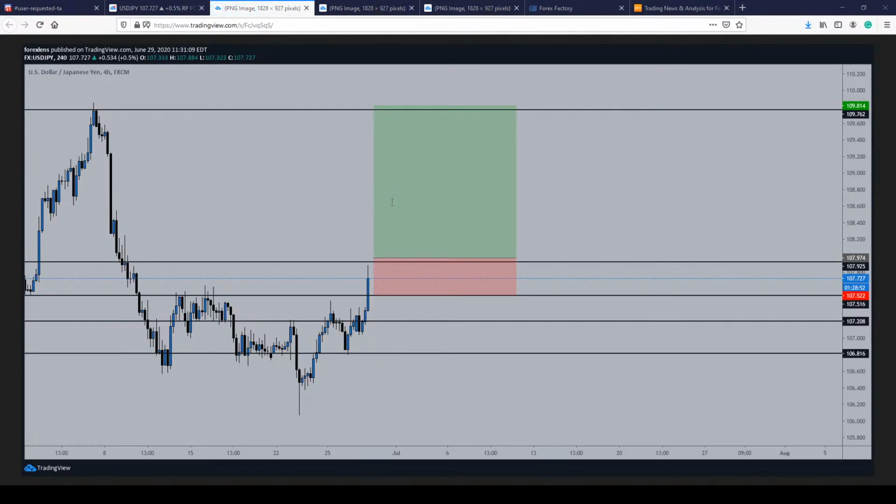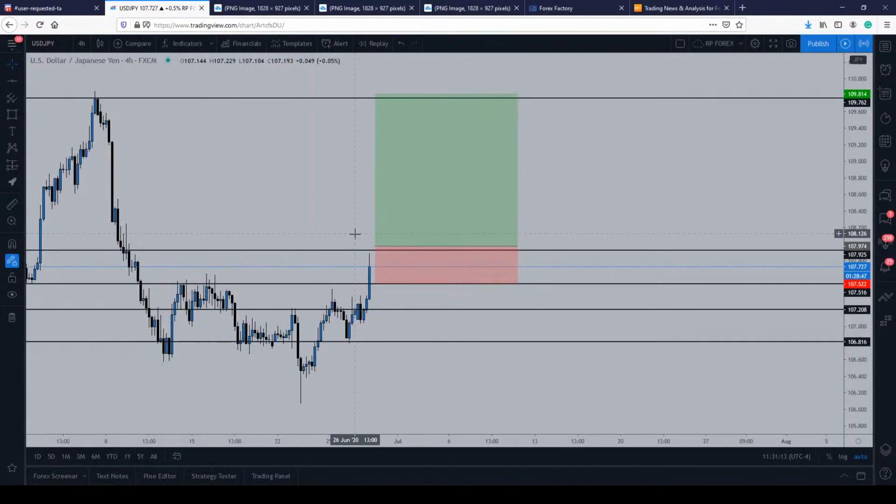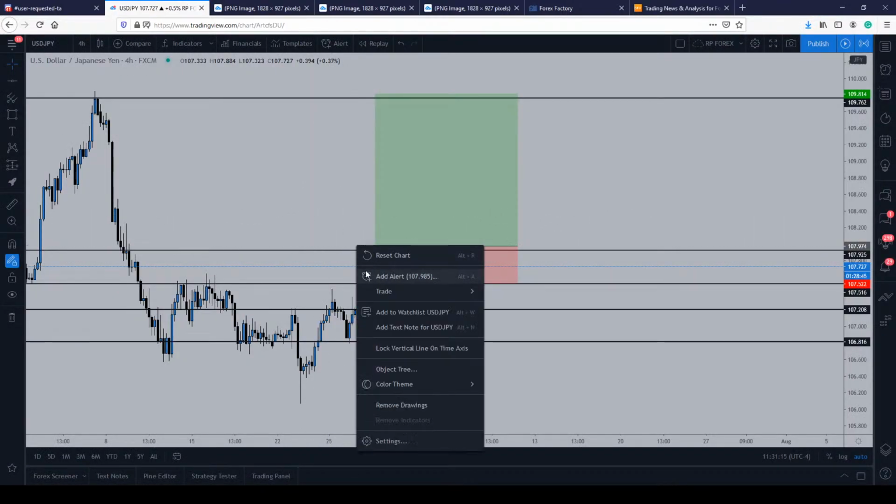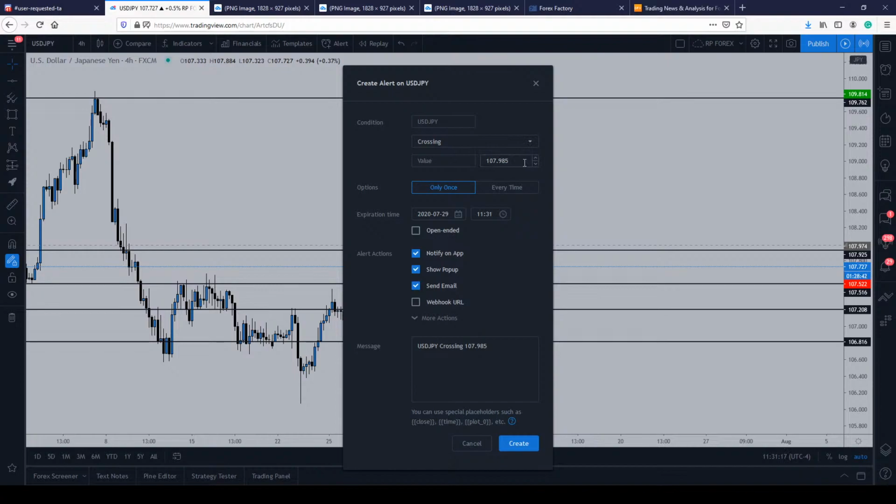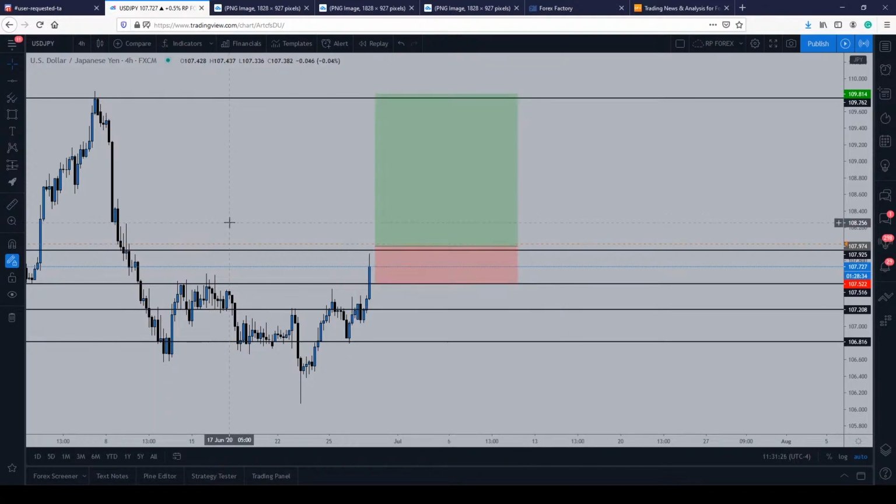And I'll put an alert. So my alert will be at 107.9. Let's put it at 108, a nice psychological level. So 108.000 crossing up is my alert. Let's see if we can get that.